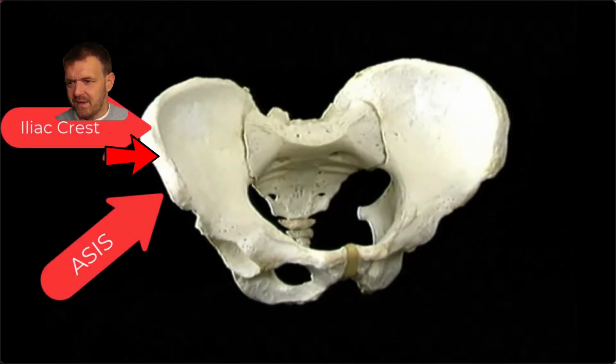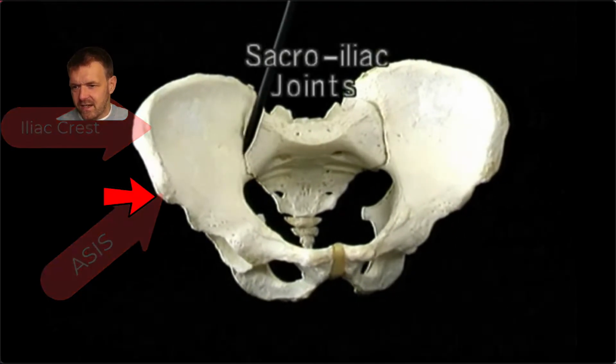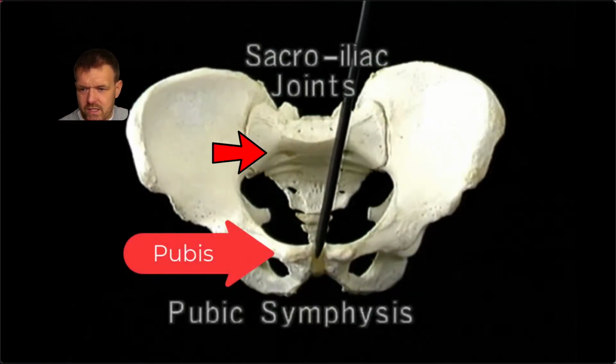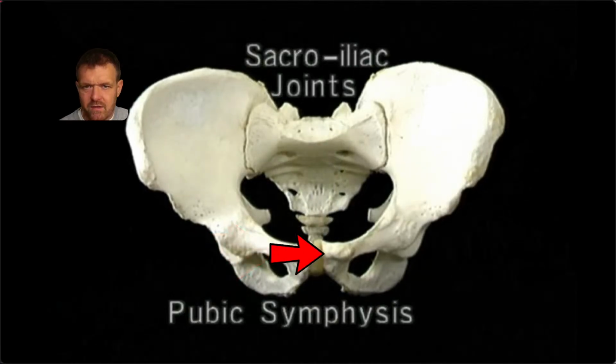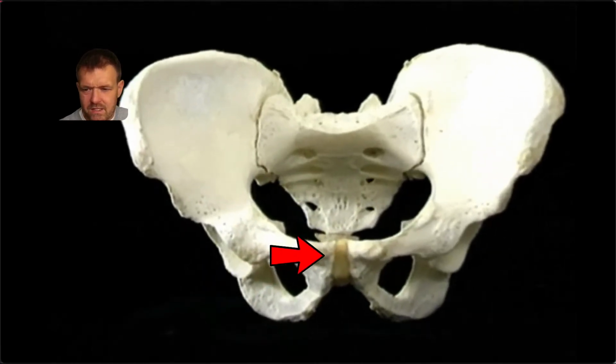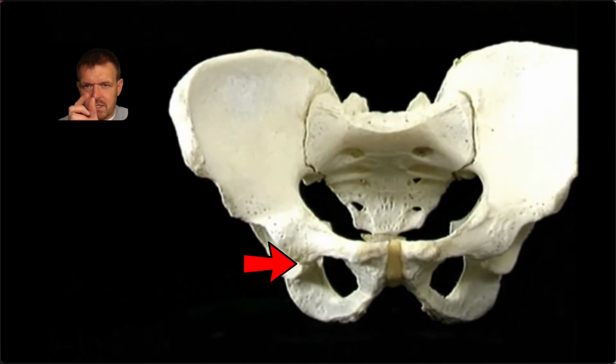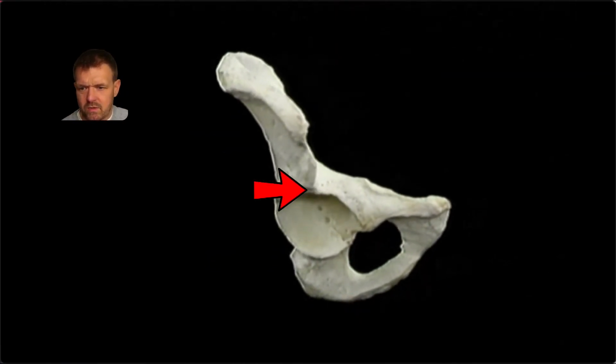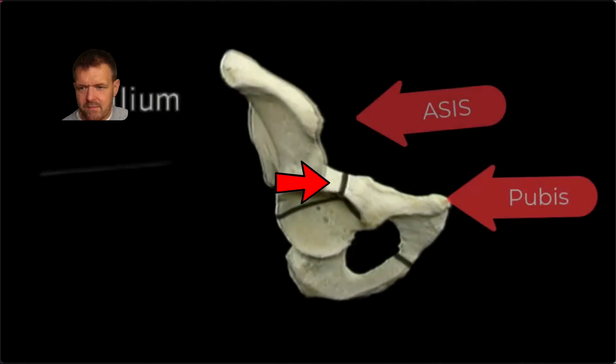Okay, there's your sacrum, iliac crest, ASIS just here. So those are all the bits that we've seen already. Sacroiliac joints, pubic symphysis at the front. So there's this bit of cartilaginous tissue at the front, which is like a bit of a buffer between the two pubic tubercles. There's your acetabulum.